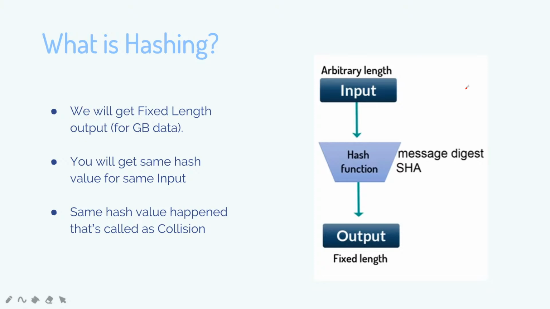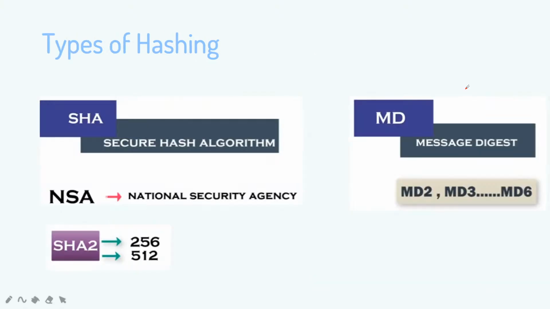If I change the word so that the starting letter K is a capital and everything else is small, the output will be completely different. But if I use the lowercase of the word again, I will get exactly the same value. When the same value is produced for different inputs, that is called a collision.